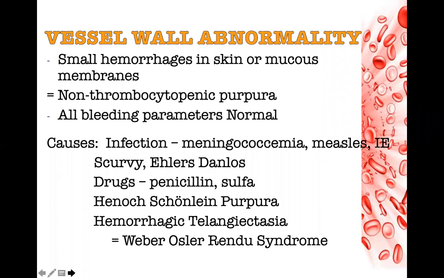It may also be secondary to intake of certain drugs like penicillin, the sulfas, or could be secondary to Henoch-Schönlein purpura, or a hereditary condition, what we call hereditary hemorrhagic telangiectasia syndrome or Osler-Weber-Rendu syndrome.